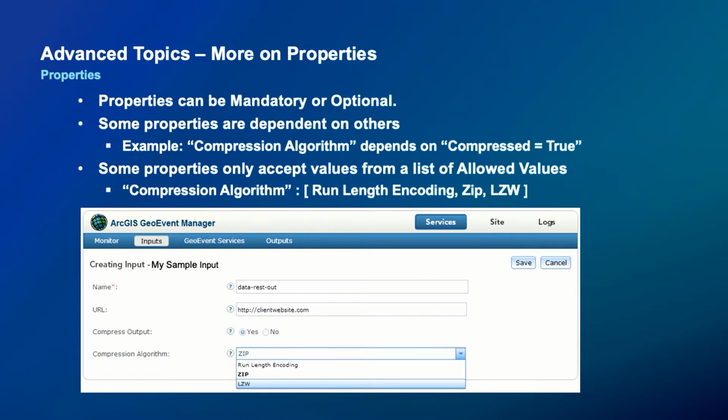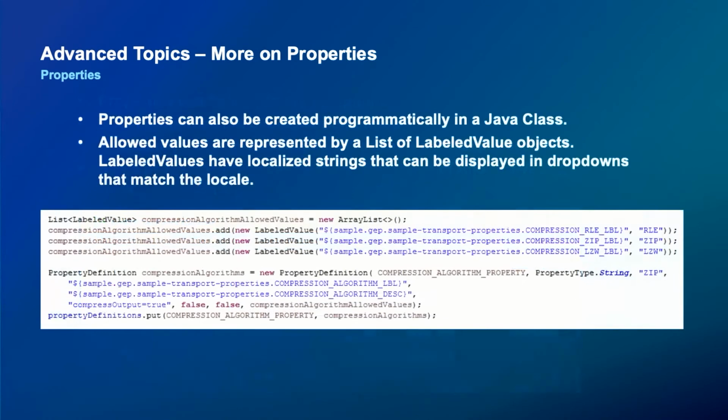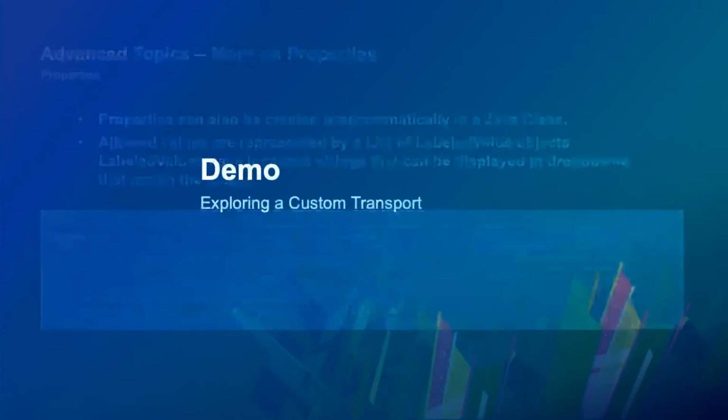So here's another way to define properties in a Java class. This code snippet shows how we could create a property definition with allowed values in a Java class. Continuing with the example on the previous slide, we have a list of allowed values for compression algorithm. And each has a label, which can be localized, and a value. We pass this list of allowed values in when we create the new property.